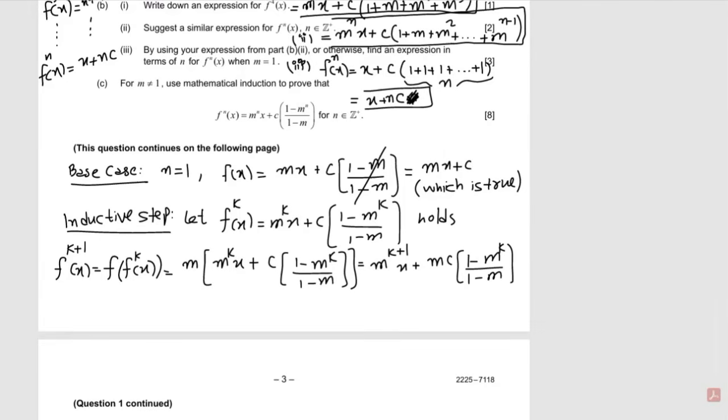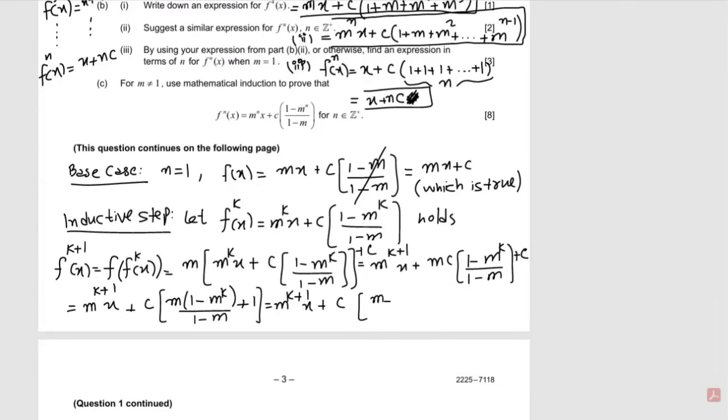Okay, so, oh, I've forgotten the c. Sorry, my bad. There was a c here as well, right? Don't forget that. It just came to my mind that something seems missing. If I factor out the c, I will get m times 1 minus m to the power k over 1 minus m, and plus a 1. Okay, so let's hope I finish it within this space. Plus c. If I open the bracket, this will become m minus m to the power k plus 1, and make it a single denominator, 1 minus m over 1 minus m.